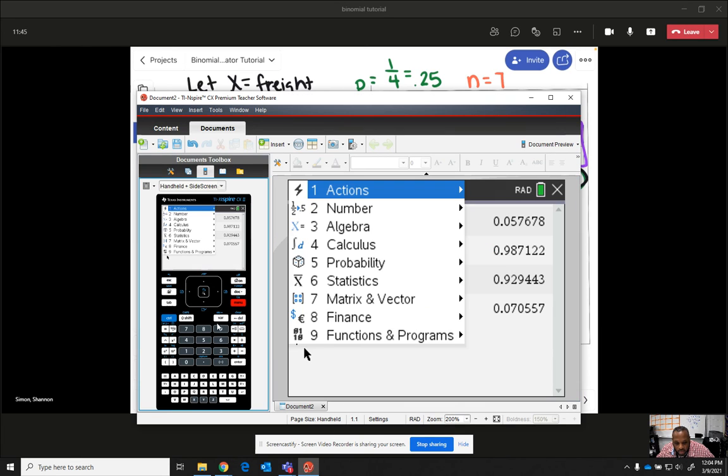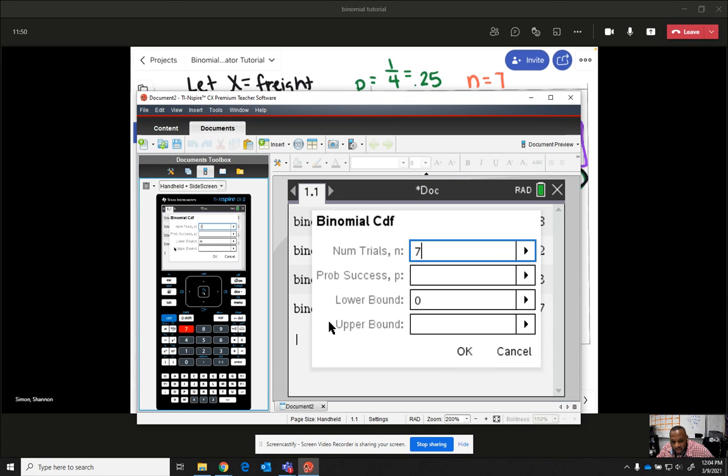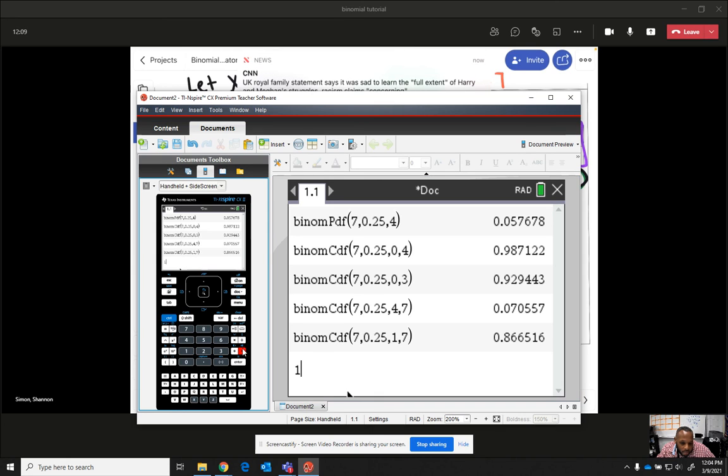So here we go, menu, 6, 5, B, 7, 0.25. Lower bound, you're starting at 1, and you're going to count up to 7. We do that, we get 0.867. And just to show you that the other way works too, we do 1 minus the probability of X being 0.